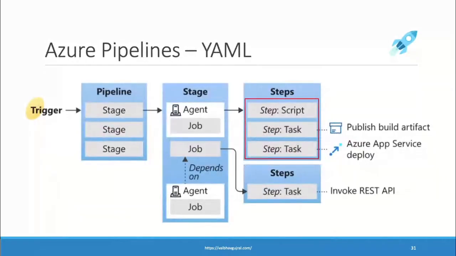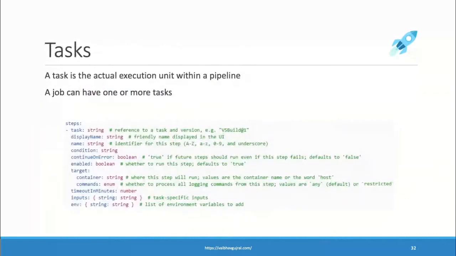Let's talk about tasks. Tasks are the building blocks of a YAML pipeline and are the actual execution units within a pipeline. Within a task, you define the actual work that needs to be done in your pipeline. It could be to build, test, or deploy your code, download or publish an artifact, call a REST API, or even execute a script. A job is made up of one or more tasks. Similar to stages and jobs, you can define different properties for your task in the YAML, like the name, the display name, condition, and so on.